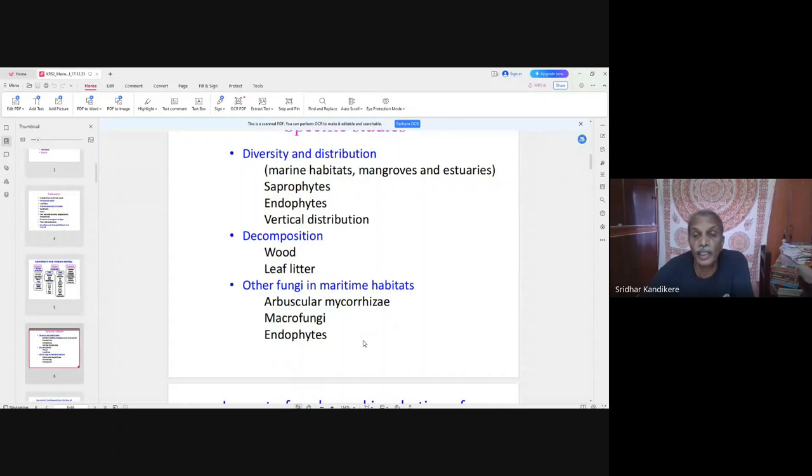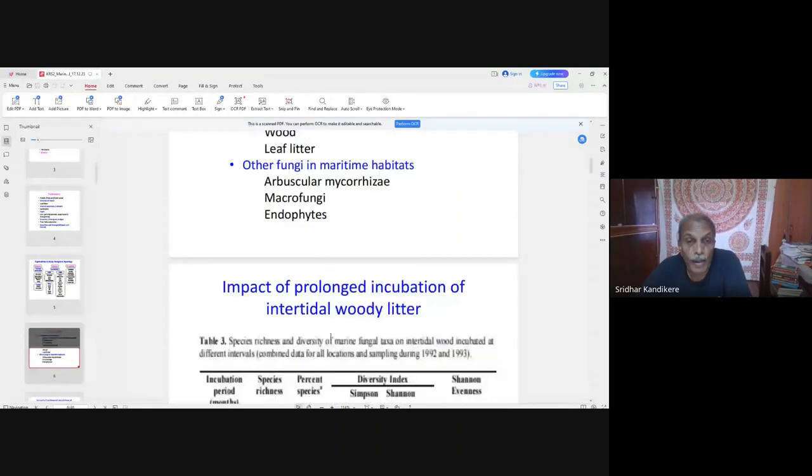Regarding other fungi in marine habitats, I'm not very sure whether I can discuss this, because a lot of arbuscular mycorrhizae exist in the coastal sand dunes in association with the plants we find there. Similarly, a lot of macrofungi are there in mangroves and coastal sand dunes, even arbuscular mycorrhizae, and a lot of endophytes in coastal sand dune plants, and also in mangrove habitats.